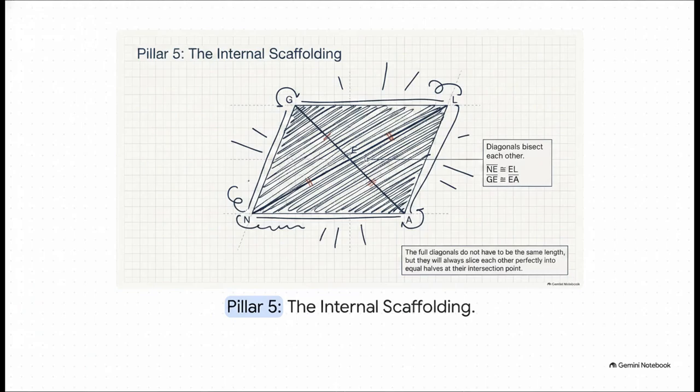Finally, let's peek inside the shape at pillar 5, the internal scaffolding. If you draw 2 diagonal lines connecting those opposite corners, they are going to cross at an exact center point in the middle. Now, what's really amazing here is that these diagonals bisect each other. Literally, they slice each other perfectly into equal halves. Notice how one of those full lines is way longer than the other? That's completely fine. The full diagonals do not have to be the same length, but the exact point where they cross will always, without fail, cut both of them perfectly in 2.